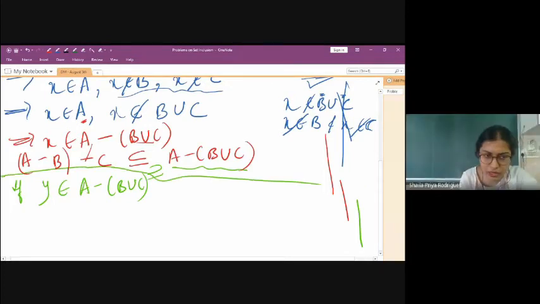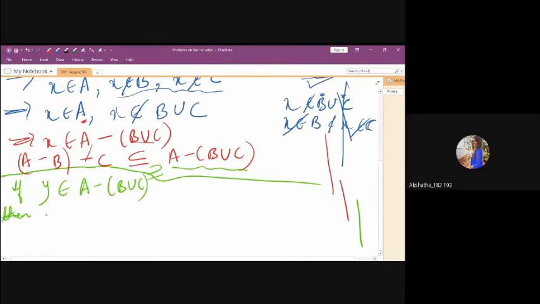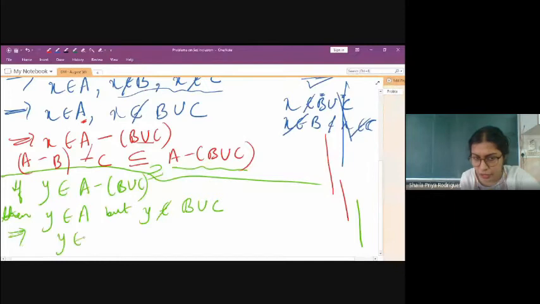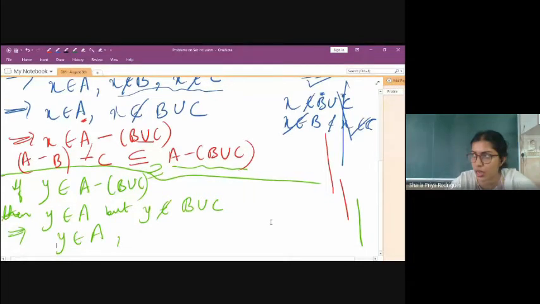This is the second part of the proof. y belongs to A, but y does not belong to B union C. Okay, what next? We'll write y belonging to A as it is. What do we get from y not belonging to B union C? What conditions can we derive from this?